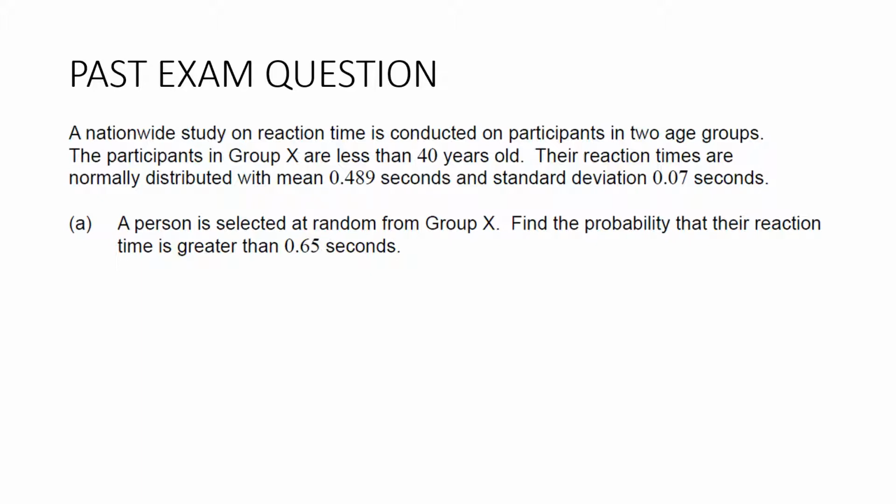Part A. A person is selected at random from group X. Find the probability their reaction time is greater than 0.65. All right, so X is normally distributed with a mean of 0.489 and standard deviation of 0.07. We want the probability that X is greater than 0.65.